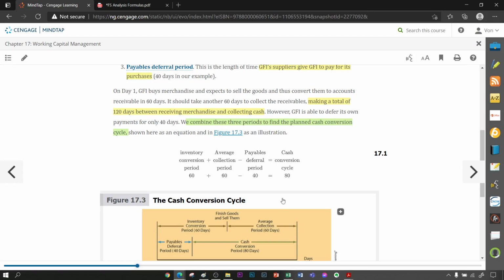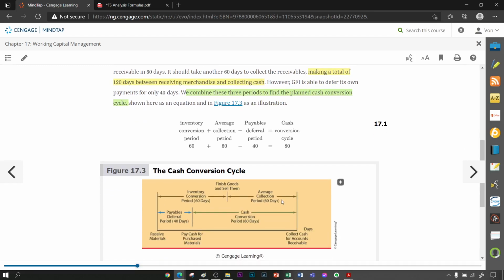Then yung 60 days na pangalawa, ito. In total, 120 days yan. However, GFI is able to defer its own payments for only 40 days. Yan. So, we combine these three periods to find the planned cash conversion cycle. Ayan. So, nakikita mo dito sa formula sa baba, no? Inventory conversion period, 60 plus average collection period 60 minus payables deferral period is equal to cash conversion cycle. Okay. So, ilagay mo na yan sa index cards mo. ICP plus ACP minus payables deferral period is equal to CCC.